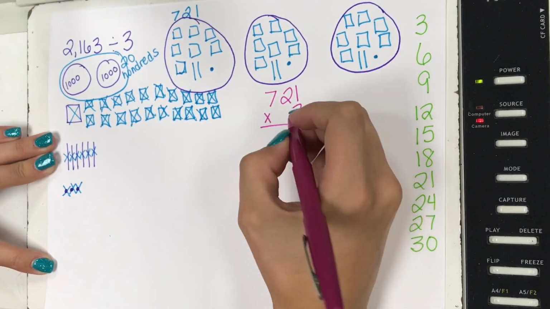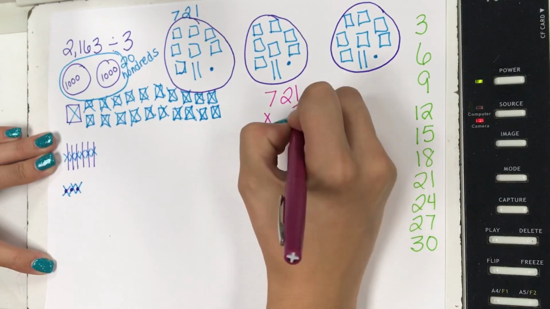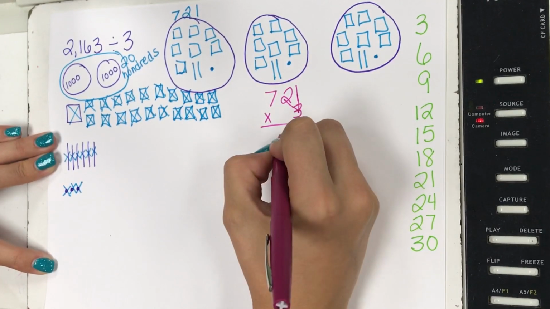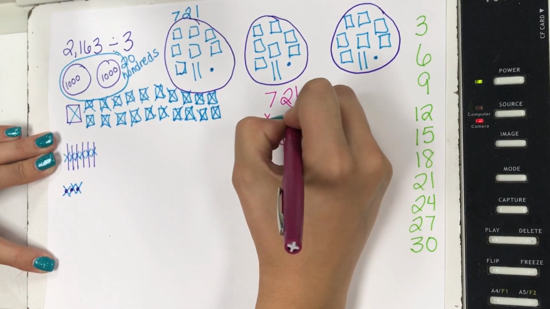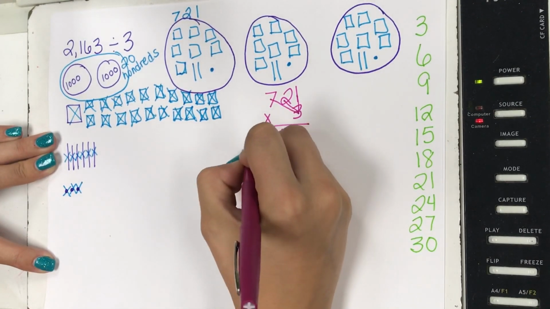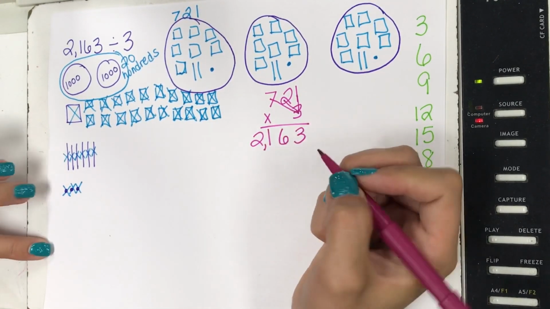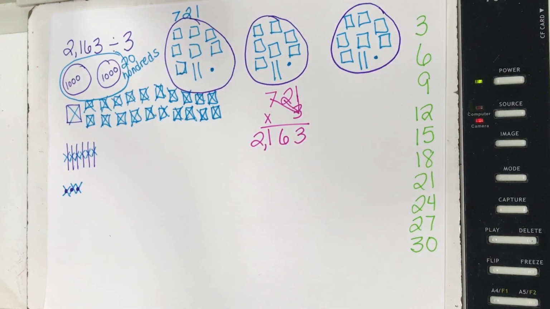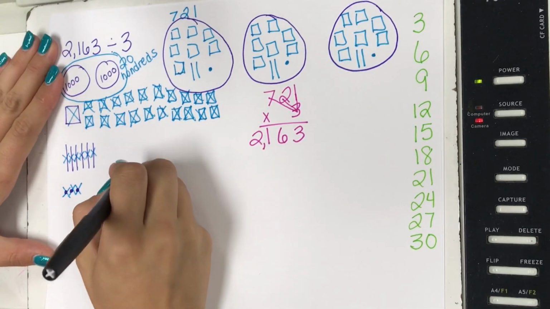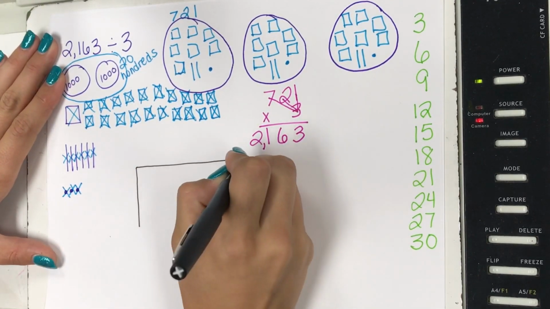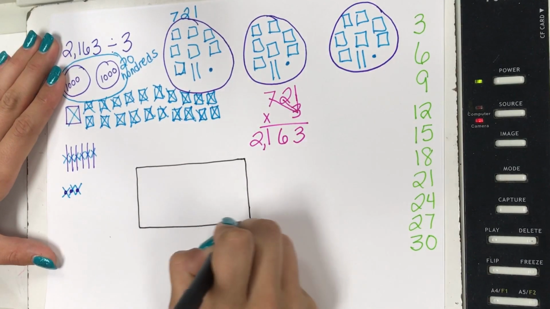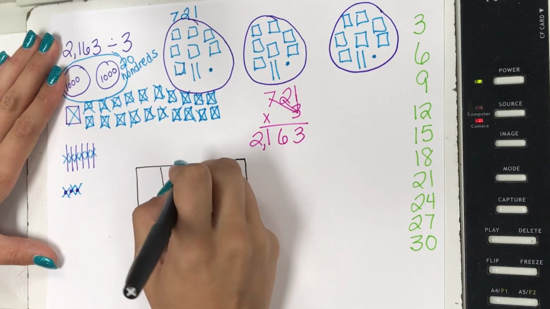3 times 1 is 3. 3 times 2 is 6. 3 times 7 is 21. Now, is there another way I could check this? How? My box method, my place value method. So, if you solve this problem 2 ways, that counts as solving and checking.